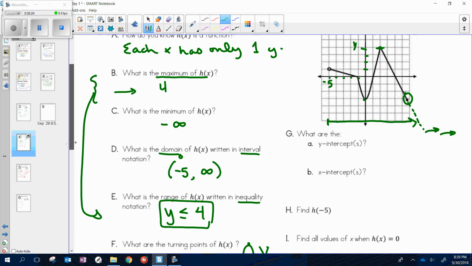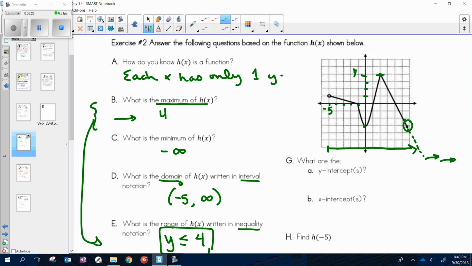After F, it goes up here to G. What are the y-intercepts? There's only one right here, and that is at 0, -3. The x-intercepts are at this one in blue right here is -1, 0. Another one at 1, 0, and another one at 4, 0.